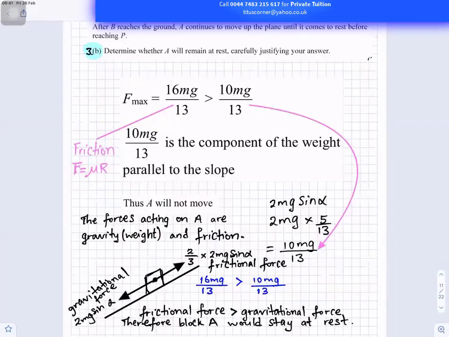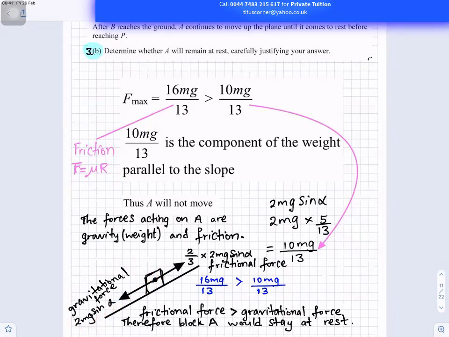After B reaches the ground, A continues to move up the plane until it comes to rest before reaching P. Determine whether A will remain at rest. Carefully justify your answer. So what we want to do is, what are the forces that are pulling A? If you look right down at the bottom left, that's the thing A which is on the ramp there. I'm just shading it red. What is pulling it downwards? The force due to gravity, the gravitational force from the weight, is 2mg sine alpha.